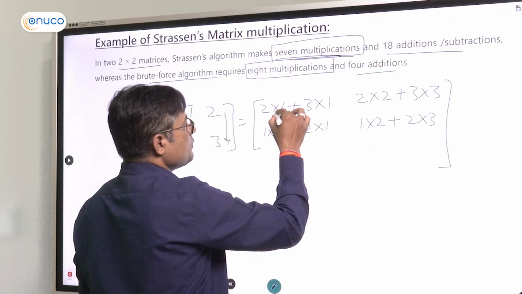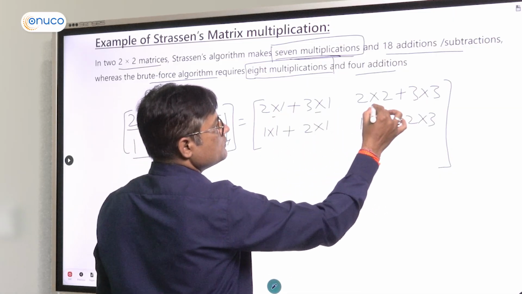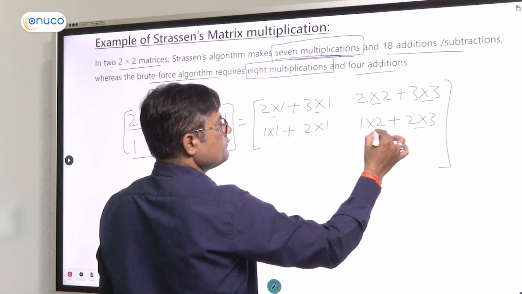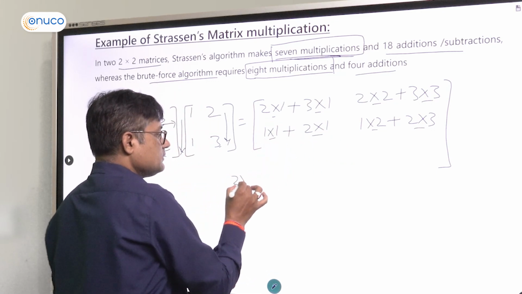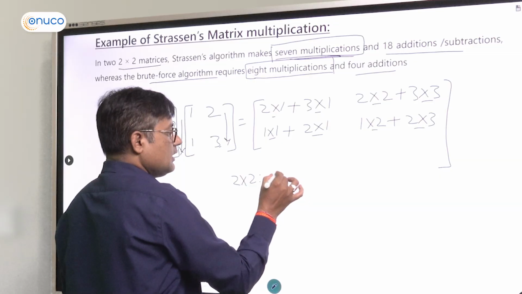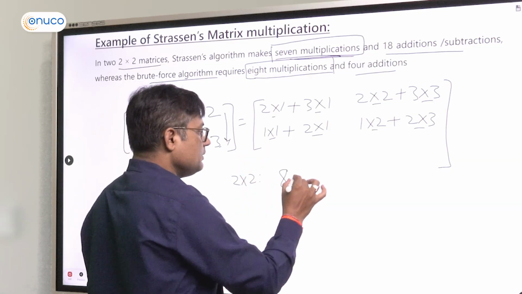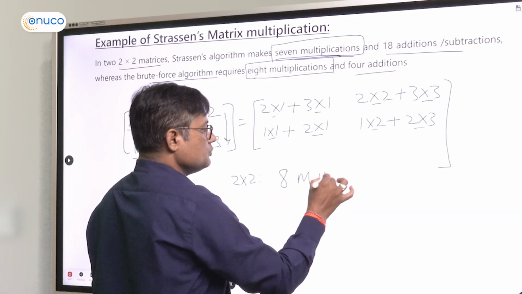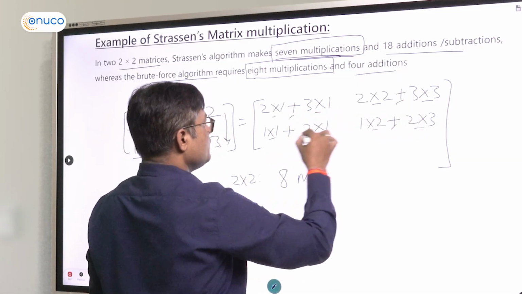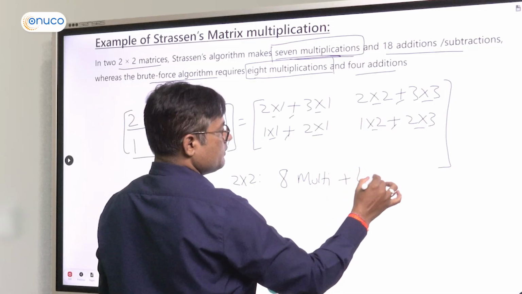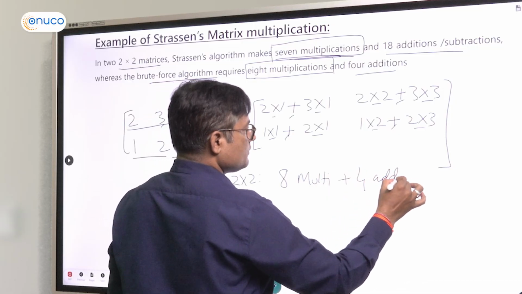How many multiplications have you used? 1, 2, 3, 4, 5, 6, 7, 8. So, if it is a 2 by 2 matrix, ordinary multiplication takes 8 multiplications, right? We have used that. Additions: 1, 2, 3, 4, and 4 additions we have performed, right?